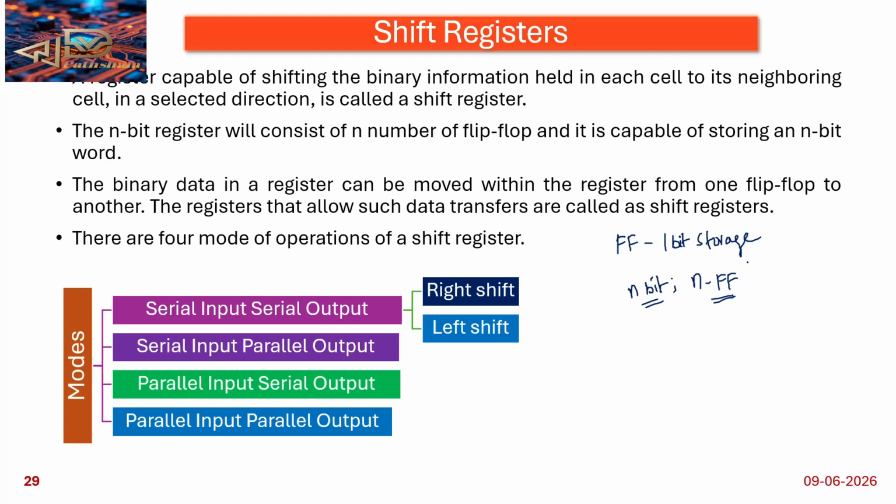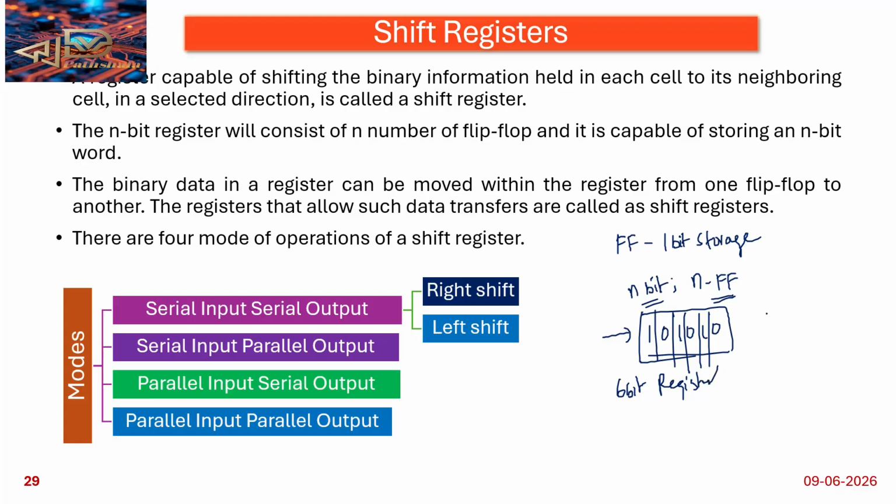Because the data is stored in binary format, whatever the binary data is, like 1 0 1 0 1 0, only this binary data is formed. Suppose here I have formed 6 bits, then all the 6 bits are stored in 6 flip-flops. Then this is a 6 bit register.